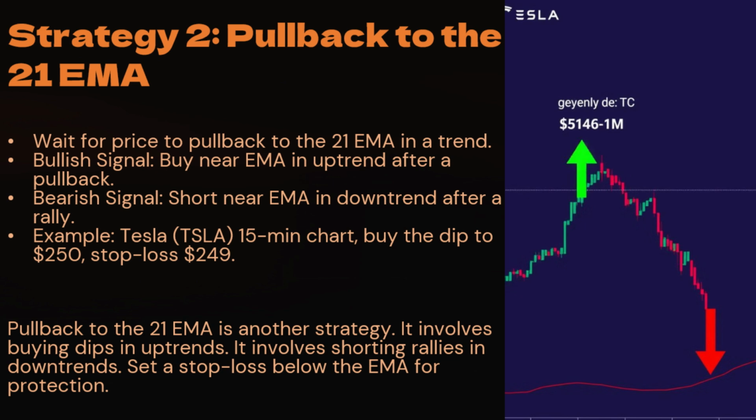Example: Tesla, TSLA, 15-minute chart. Buy the dip to $250, stop loss $249.